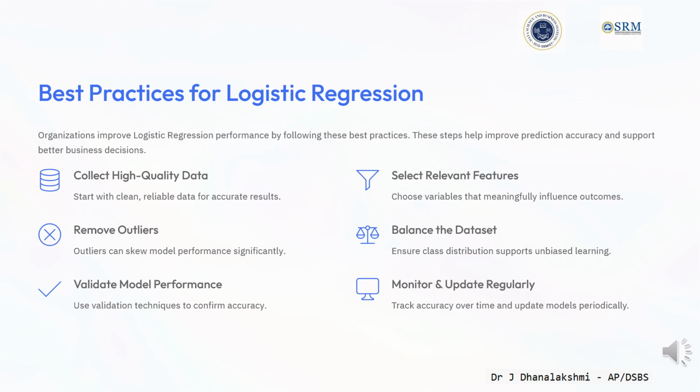Organizations achieve better logistic regression performance by following several best practices. High-quality and reliable data should always be collected before model development. Relevant features must be selected carefully, while unnecessary variables and outliers should be removed. Balancing the dataset prevents biased predictions, and regular model validation ensures consistent performance. Businesses should continuously monitor prediction accuracy and update models whenever customer behavior or market conditions change. Following these best practices results in more accurate predictions and better data-driven business decisions.